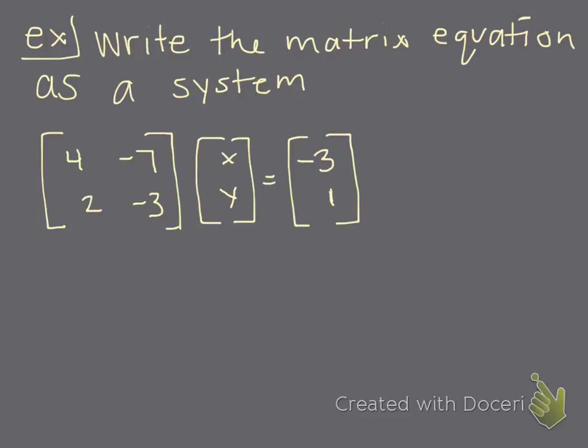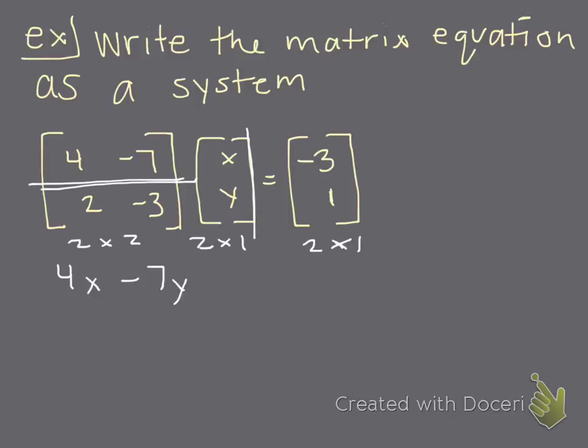Eventually I'm going to show you how to use the inverse matrix to solve a system. Here it says write the matrix equation as a system of equations. Imagine I take this row by this one column. I would do 4 times x minus 7 times y. When I multiply a 2 by 2 by a 2 by 1, I'm going to get a 2 by 1, which is conveniently what we have over here. So row 1 with column 1 would be equal to this row 1, column 1 spot of negative 3. And then the second line, I would have 2x minus 3y equal to 1. So we were able to take this matrix equation and set it back up as a system of equations, and we'll be able to go back and forth between the two.